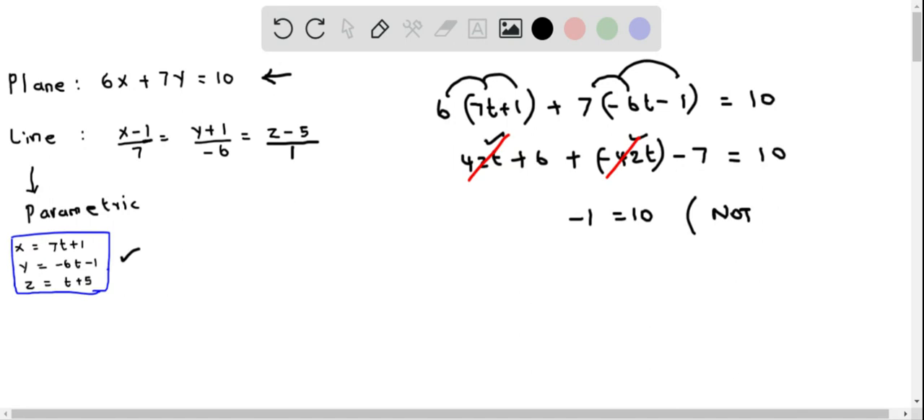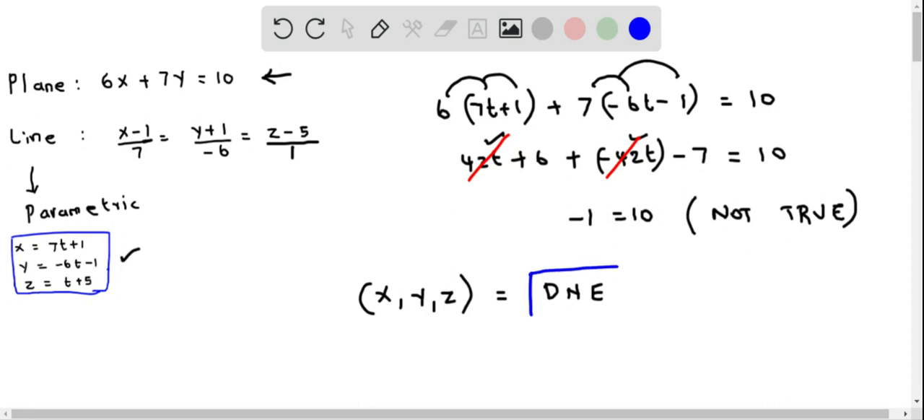This is not true, and so this implies that there is no point of intersection between the line and the plane. And so we can see that there is no point of intersection, and this means that for the coordinates of the point of intersection, the answer is: does not exist. Also, we see that the line does not lie in the plane.